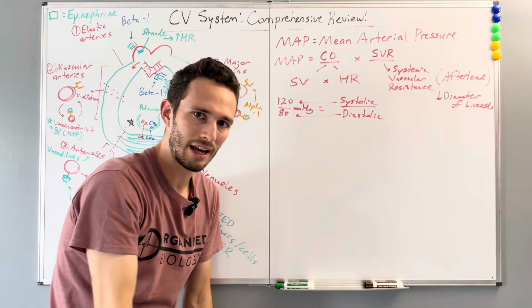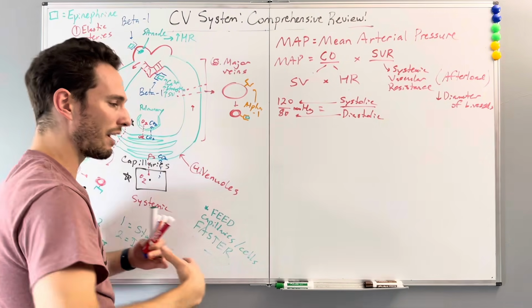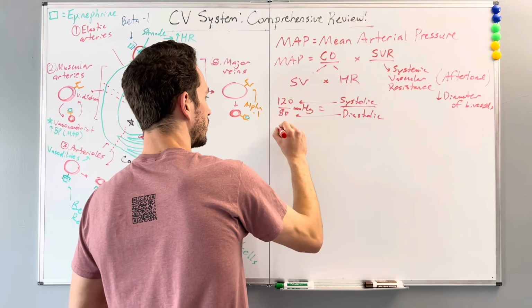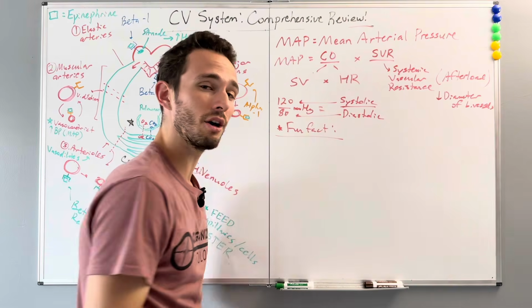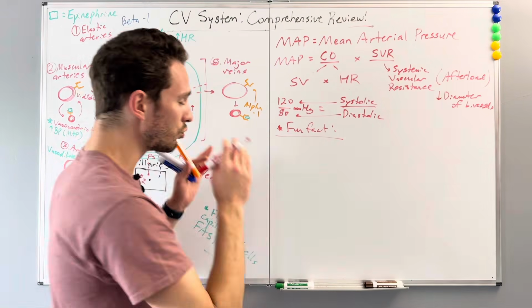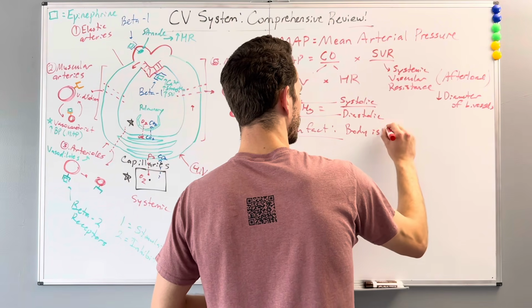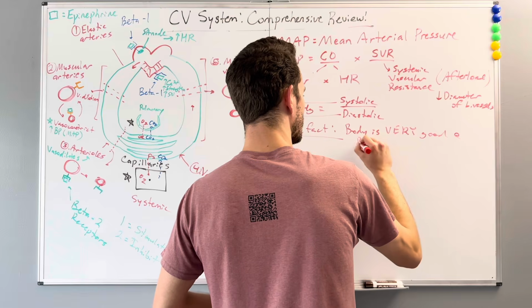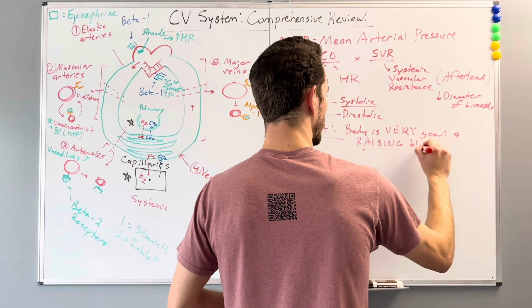So let me give you an example. We have a process in your body that raises your blood pressure. By the way, let me give you a very fun fact. Your body is so terrified of low blood pressure that it is really good at raising it. I want you to say, body is very good at raising blood pressure. It's not very good at decreasing it.